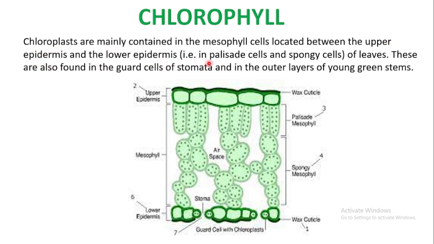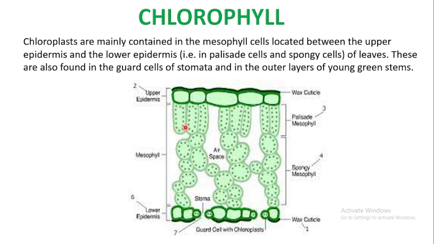Now, chloroplasts are mainly contained in the mesophyll cells located between the upper epidermis and the lower epidermis, that is in palisade cells and spongy cells of leaves. These are also found in guard cells of stomata and in outer layers of young green stems. So, to explain you the position of chloroplast, I have given you this diagram. Can you see this upper epidermis? And this is the lower epidermis.